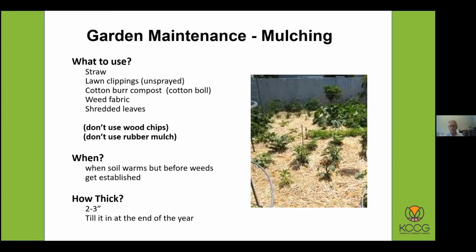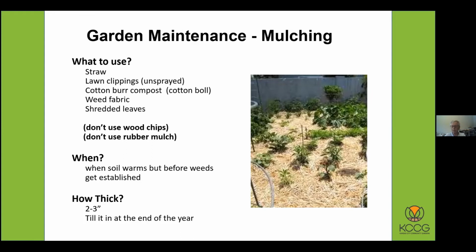As far as when, I don't necessarily put it on right away because I'm waiting for the soil in the early spring to warm up. And sometimes having too much mulch down early will contribute to the slug population, which can be a problem for your garden. But you don't want to wait too long.